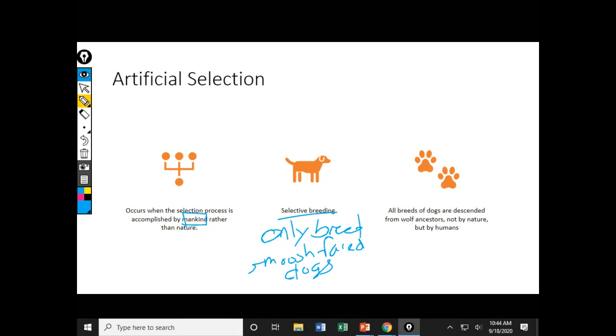Okay, so all the concepts are the same. You still need the variation in there. That variation still needs to be heritable. Right, you need to be able to pass on the smooshed facedness. So the only component that's a little different is the fitness. We're deciding what the key components are, and it's not necessarily healthier for them, right? Smooshed facedness, in fact, causes respiratory problems and disease, but we like it because it's cute, so we kept it.